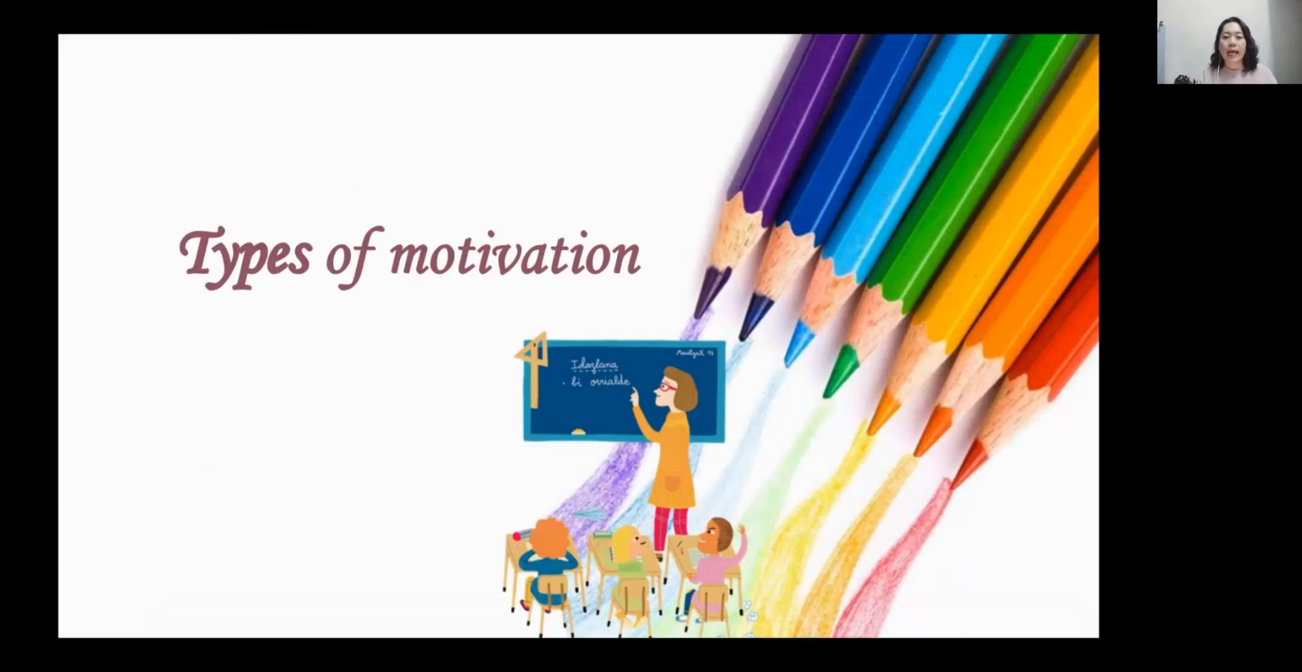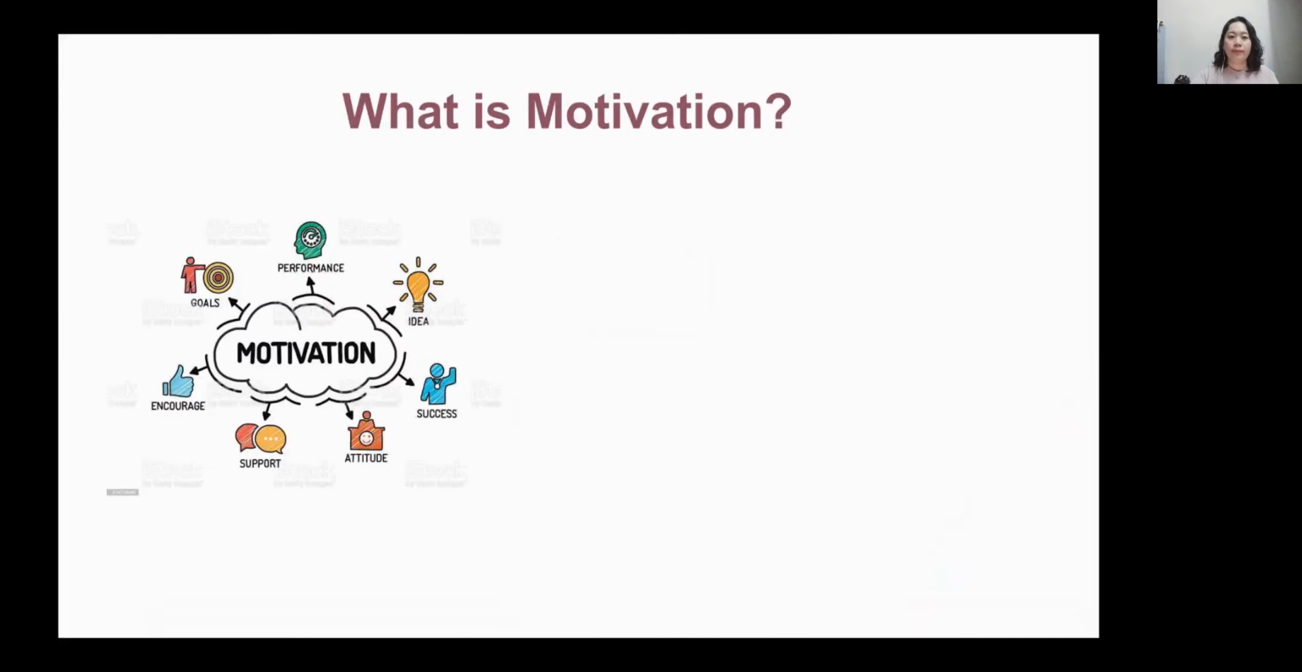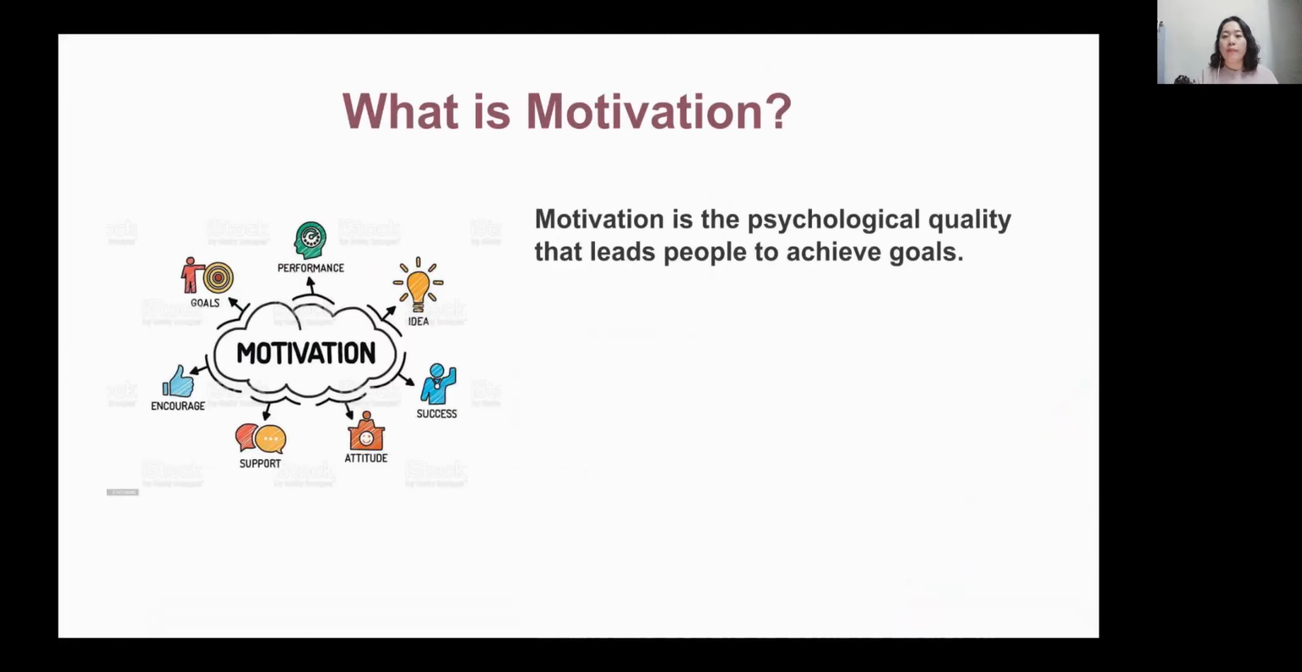Now let's look at the types of motivation. Let's think about the question, what is motivation? Motivation is a psychological quality that leads people to achieve goals. Motivation is a desire to achieve a goal combined with energy to work towards that goal.